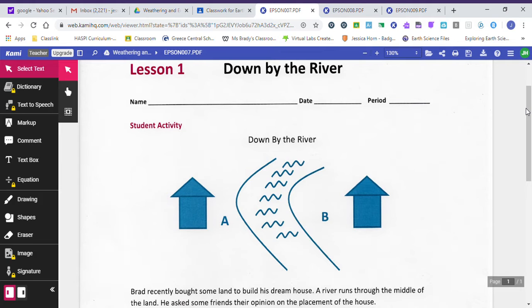It says that Brad recently bought some land to build his dream home on. Now, a river runs through the middle of the land, so he asked some of his friends their opinion on which side of the river he should build his house. Should he build his house over here on side A, or over here on side B? Side A is on this outer curve of the river, and B would be on the inner curve of the river. So let's go through some notes, and then I'm going to come back to this.